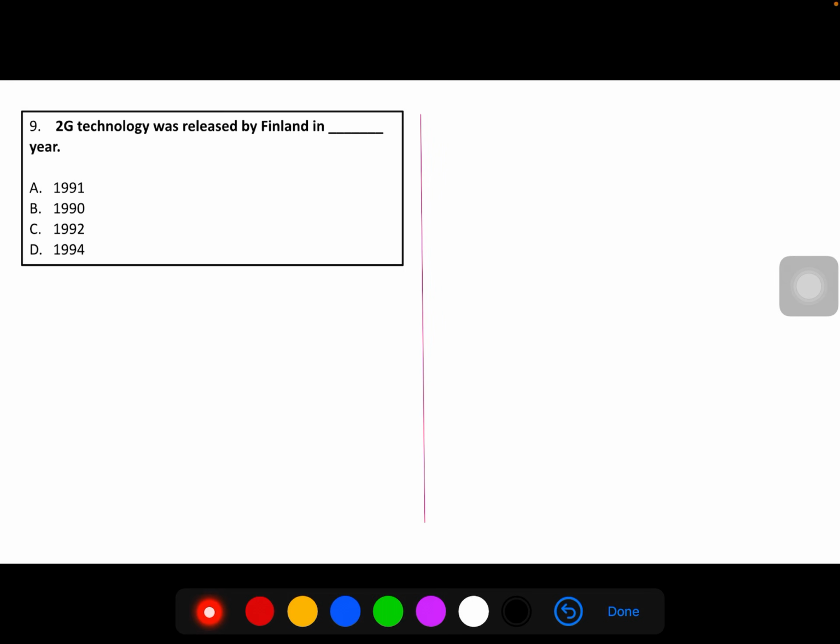Next question. 2G technology was released by Finland in the year. We all must remember that it was introduced by Finland in the year 1991. So we have to learn it. 1991 was the year when it was released by Finland.